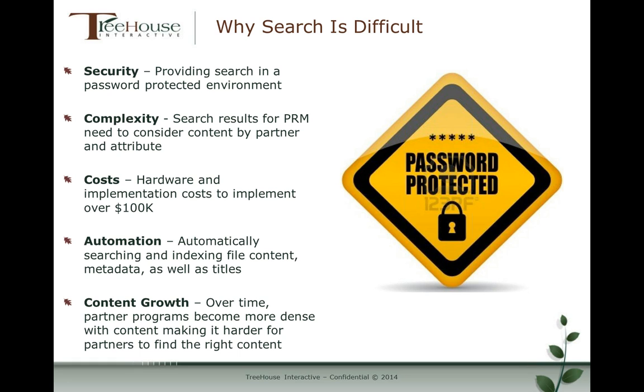The last thing that makes search very difficult is automation. The last thing you want to have to do for your partner portal is tag every single document that you upload and manually index the content and manually upload items like metadata. You want a system that's going to go out and get titles, metadata, file content, and search that and index that for you so that when your partners come to search for some information, they get it easily and quickly.